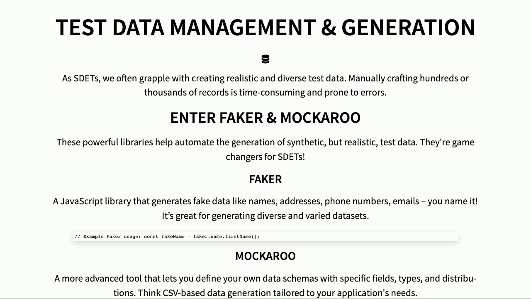But if you need really specific data tailored to your application, Mockaroo is the tool for you. Mockaroo lets you define exactly what kind of data you need, including fields, types, and distributions, basically creating custom data schemas. We can even generate it in CSV, JSON, or even SQL. It's a fantastic way to streamline your test setup process.